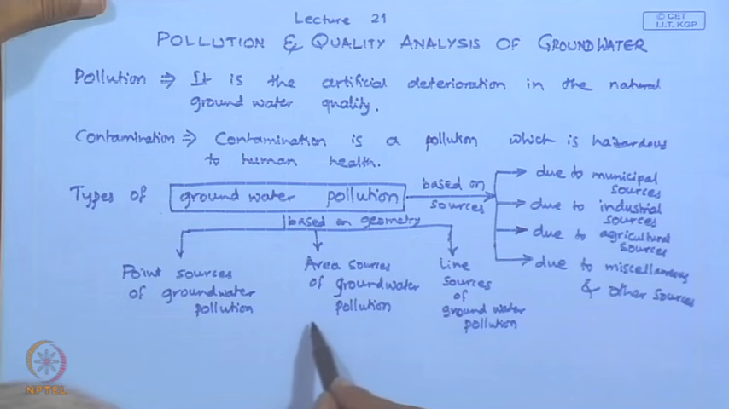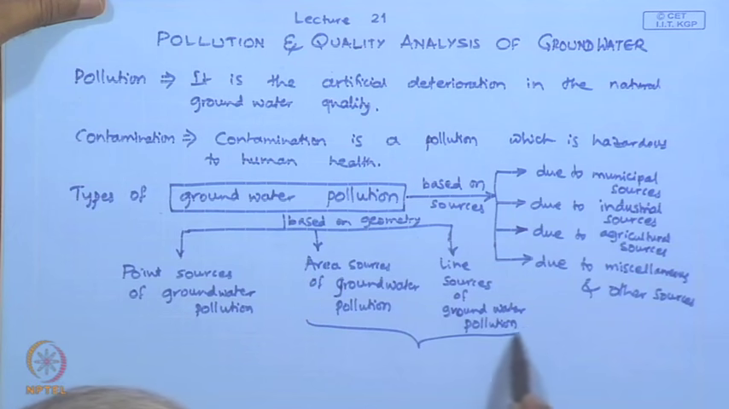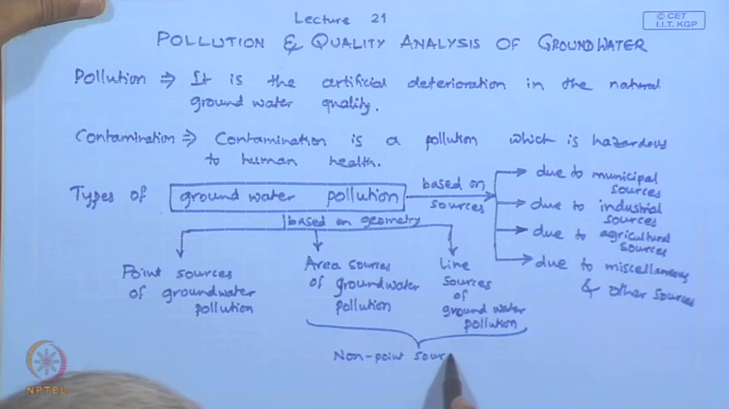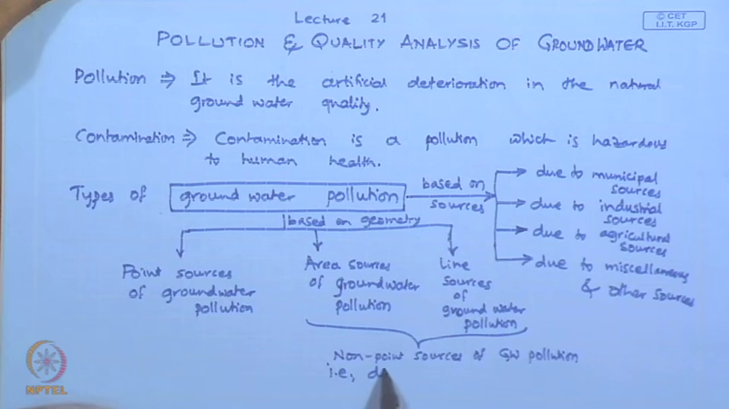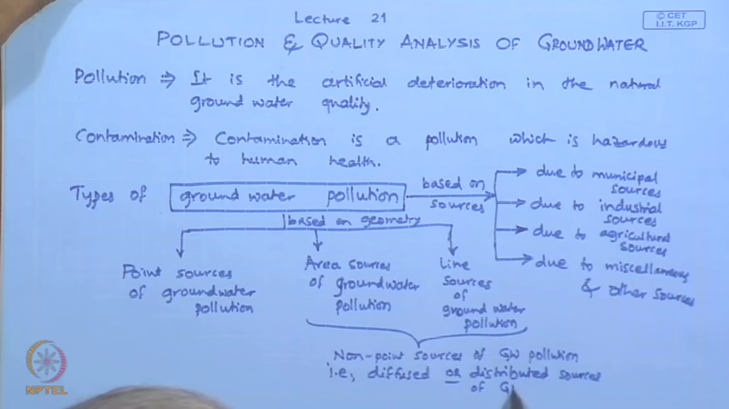So, these area as well as line sources of groundwater pollution are also known as non-point sources of groundwater pollution. GW is the abbreviation for groundwater. They are also known as distributed or diffused sources of groundwater pollution.